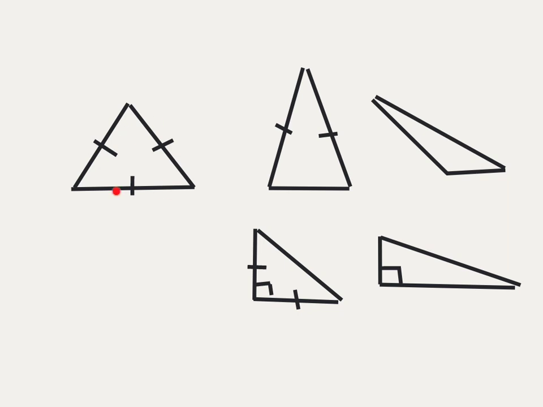Our first one here, all the lines are the same, which means that all of the angles are the same, and incidentally they're 60 degrees. Important number to know. That's called an equilateral triangle. Think about equal. All sides are equal in an equilateral.